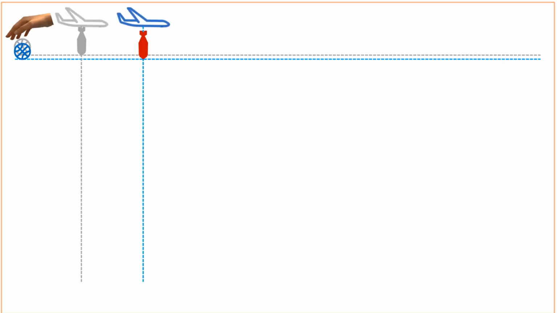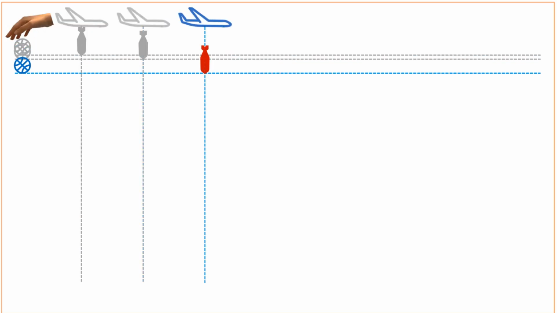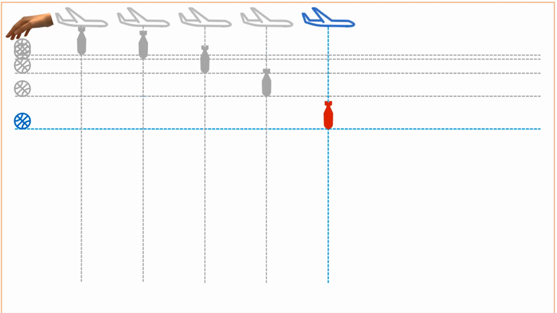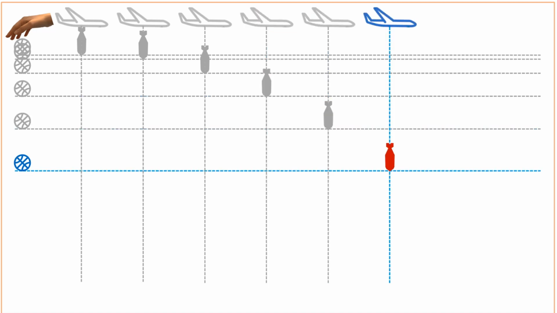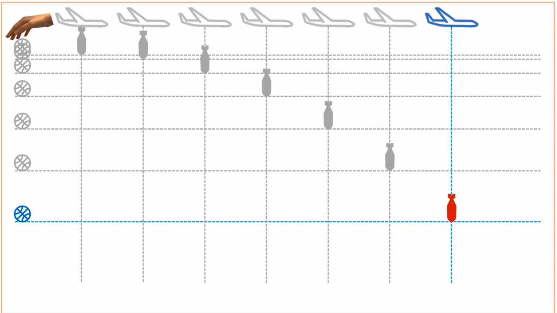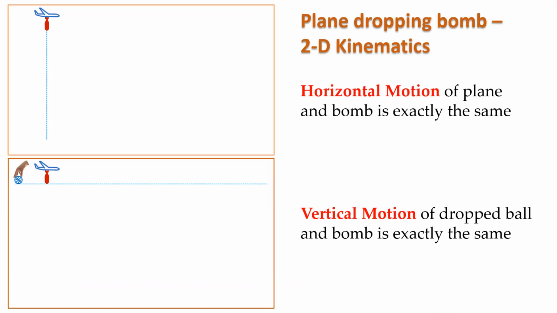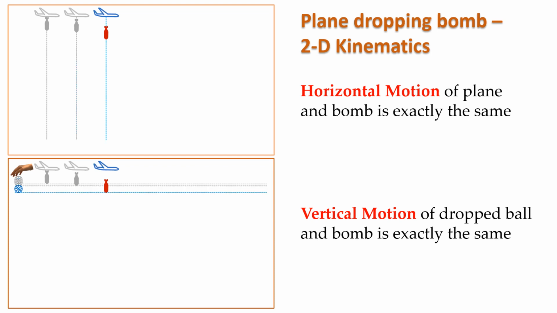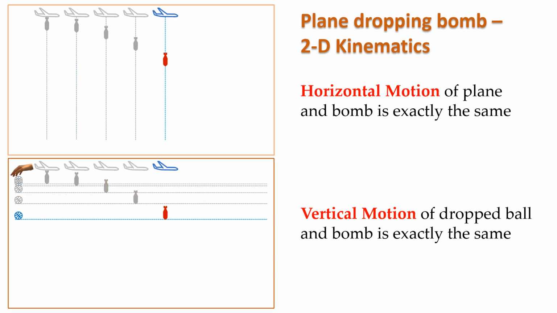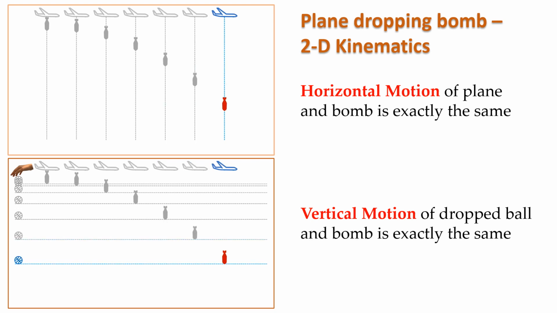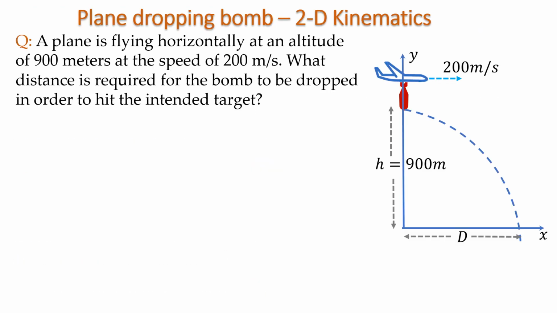This may very well be the first problem that is introduced to a high school student for two-dimensional kinematics. Though it appears complex, it is really made up of two simple one-dimensional problems. I am going to explain the concept through these animations so that you do not forget. So let's begin with the problem.